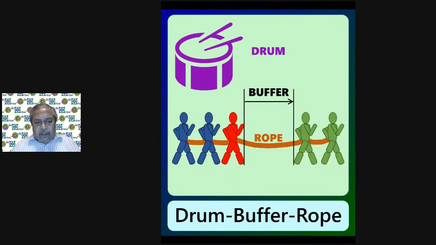Drum, buffer, and rope. So these are the 3 things which are necessary in any production system. Whether it's a product company or a service company, anything where you are trying to produce, this is a very interesting and a very, very powerful concept.